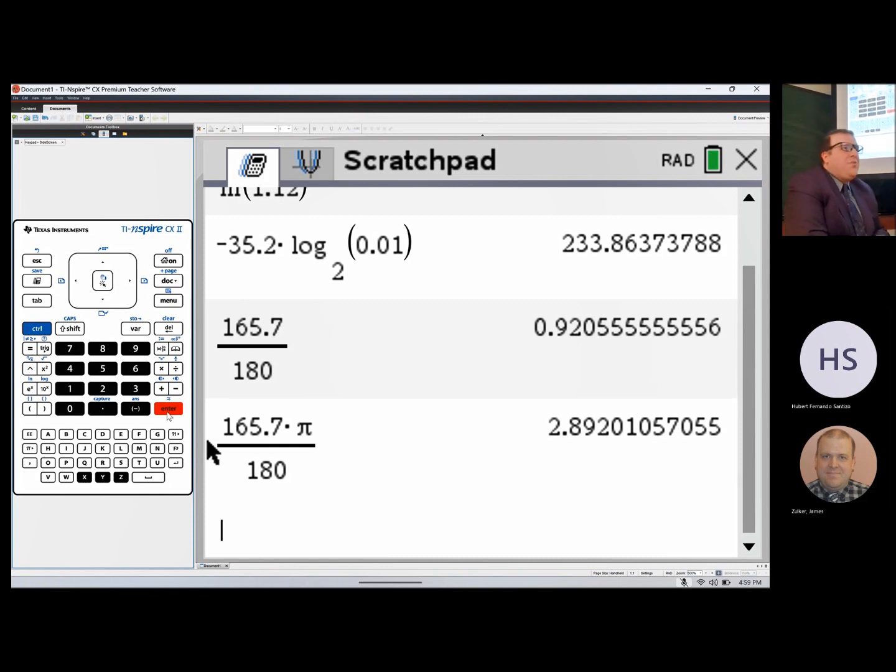You never want to use approximations in your calculation. The more you approximate or round in a problem, the more error you begin to accumulate. So you always save it for the very end. That reduces your error. Three sig figs, so it'd be 2.89.